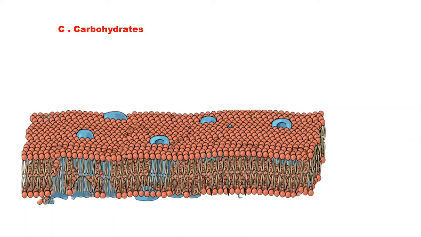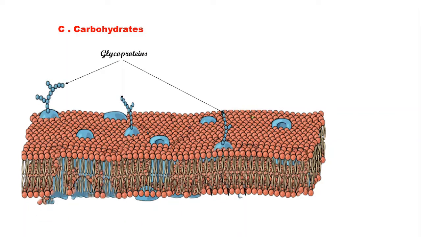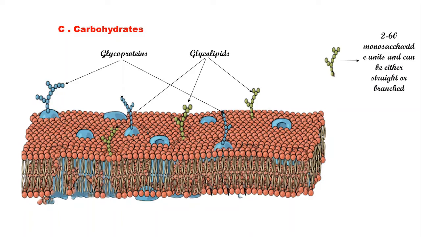Next component is carbohydrates. Carbohydrates are the third major component of plasma membrane. In general, they are found on the outer side of the cells and are bound either to proteins forming glycoproteins or lipids forming glycolipids. These carbohydrate chains may consist of 20 to 60 monosaccharide units that can be either straight or branched. It is also amphipathic in nature. They only appear in the layer that faces extracellular fluid.